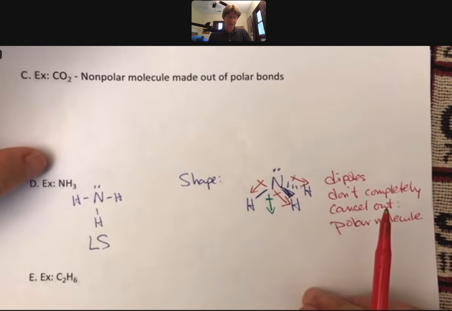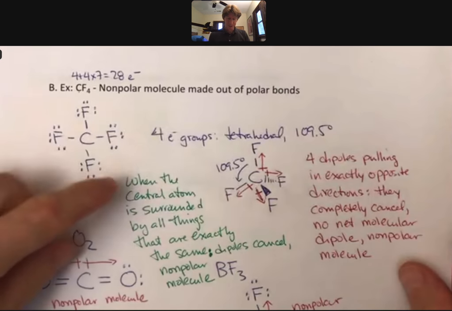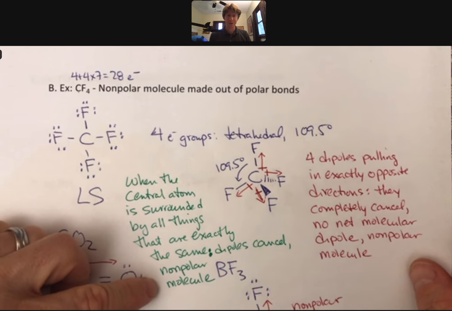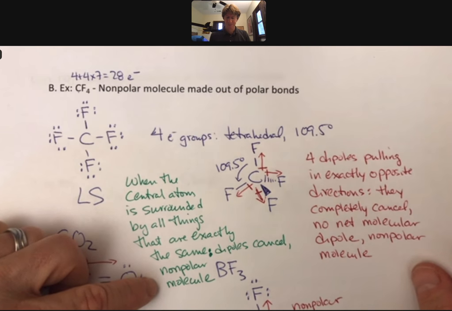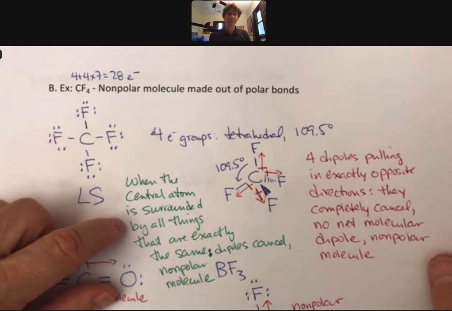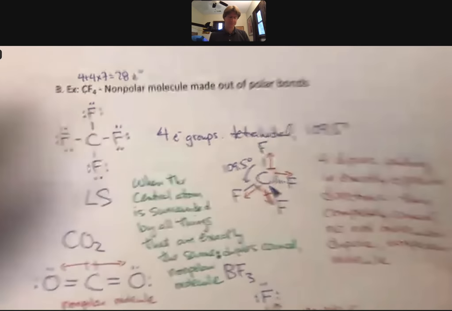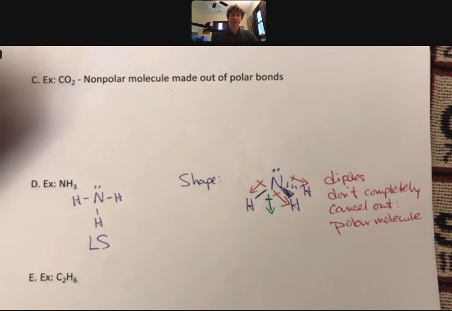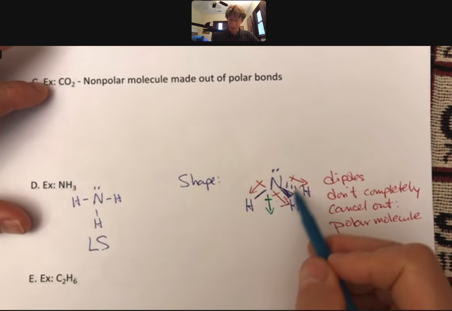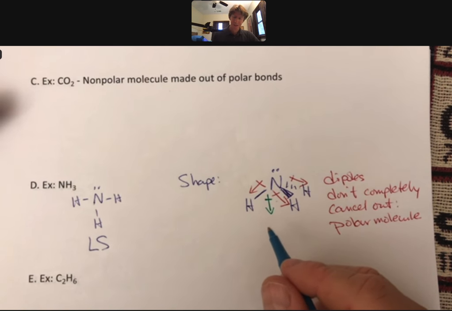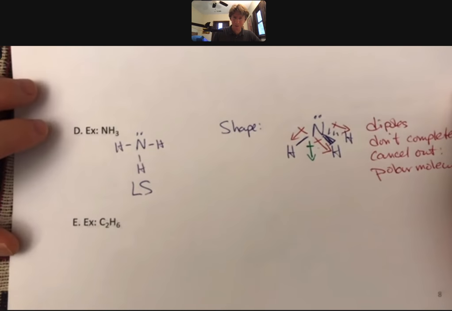All right, so let's go back to our rule for a second. When the central atom is surrounded by all things that are exactly the same, dipoles cancel, nonpolar molecule. Okay, good. Well, I don't know if I'd call this a rule. Guiding principle right here, because it is true 95%+ of the time. Guiding principle, write it right there. But there is actually no substitute for drawing the dipoles and looking at them to see if they cancel. That's 100% correct. And again, we'll do plenty of these to feel more comfortable with them.